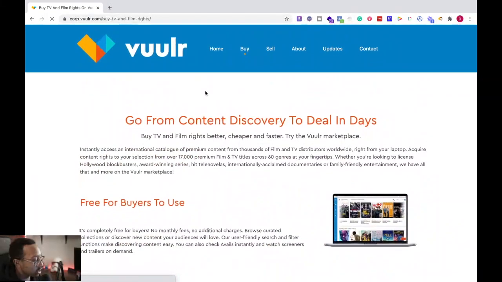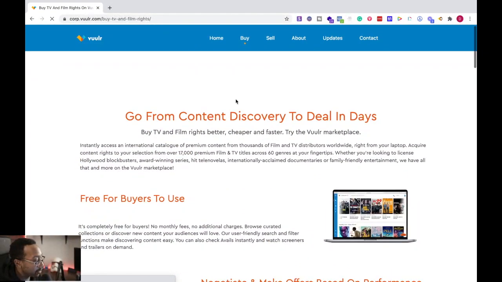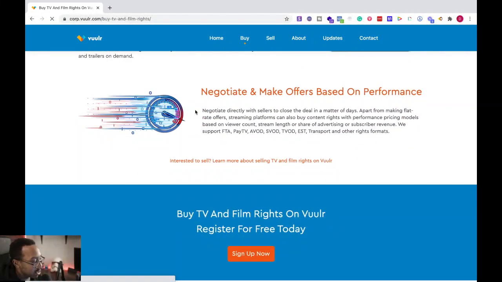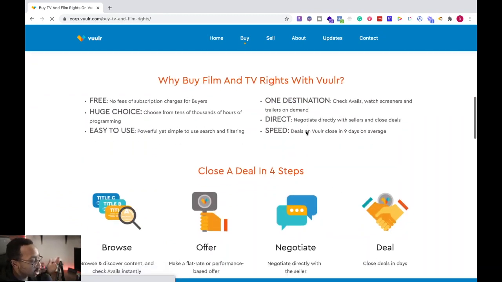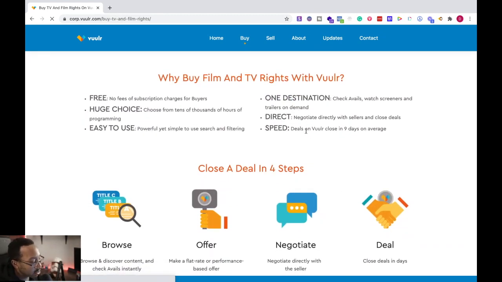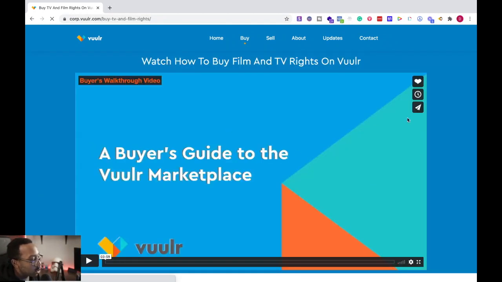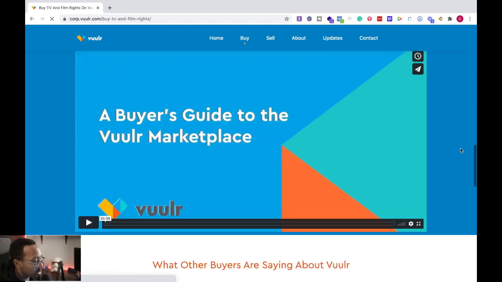But if you go over here where it says how to become a buyer, it's going to go step by step as you're looking for the content, the process of negotiation. And right here it says we support, and right here it talks about different ways of how people are getting paid for the rights of the format, right? So if you're looking at this, is it for subscription? Is it for you paying transactional for each movie that they're downloading? All of those things are explained right there. And then also you can watch this video, how to buy film and TV rights on this platform.